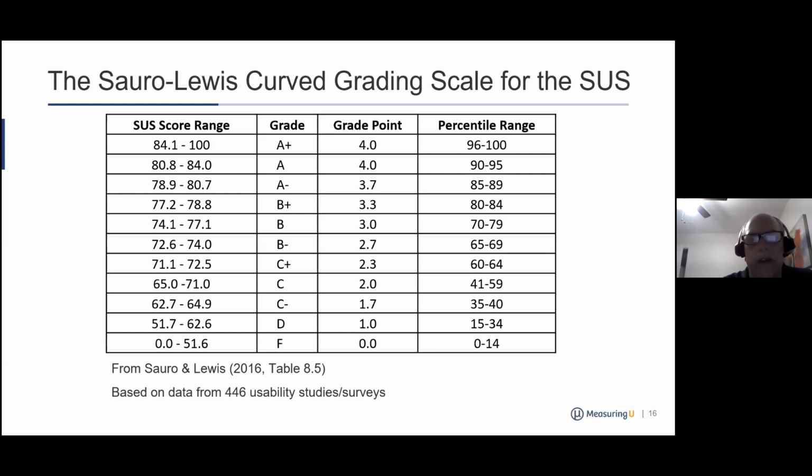We wanted to create a curve grading scale because the distribution of SUS scores themselves isn't normal. When you are taking averages, the central limit theorem does bring it into line pretty quickly at relatively small sample sizes. So we don't worry about running standard statistics on it. But when it comes to interpreting it, based on these 446 studies, these are the way the percentiles worked out.